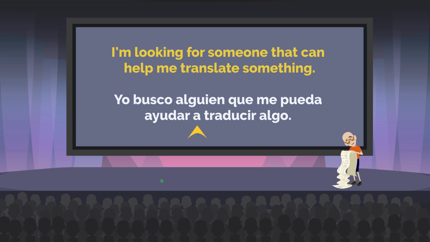Instead of using con with a noun, you can use verbs. You just have to drop that con and put a little letter a in there, a. And then your verbs again in the infinitive. I'm looking for someone that can help me translate something. Yo busco alguien que me pueda ayudar a traducir algo.